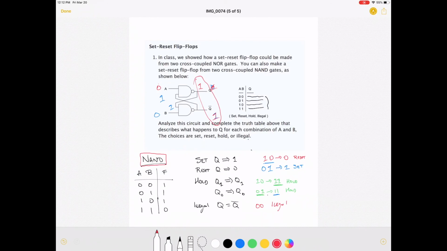So now all you have to do is literally just write these words down in the right spot. So like this would be illegal. And 0, 1 would be set. And then you just fill out the rest of this and show some work kind of like I did. And that's it. That's how you do the last problem.